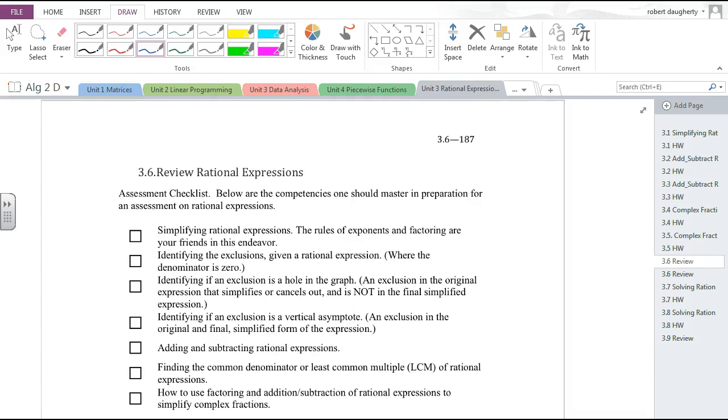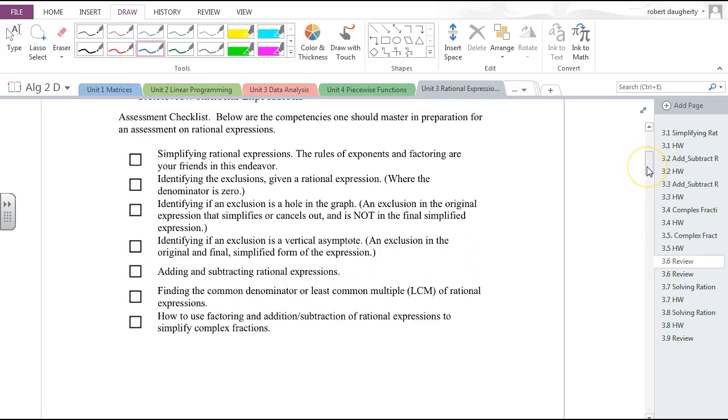This is our review for the quiz on rational expressions. So remember this unit, we have a quiz and then a test. This is our first quiz on rational expressions, which is just a big word for fractions that involve polynomials. What we've done so far in this unit: simplifying rational expressions, rules of exponents, factoring. Those are all things that you need for this.